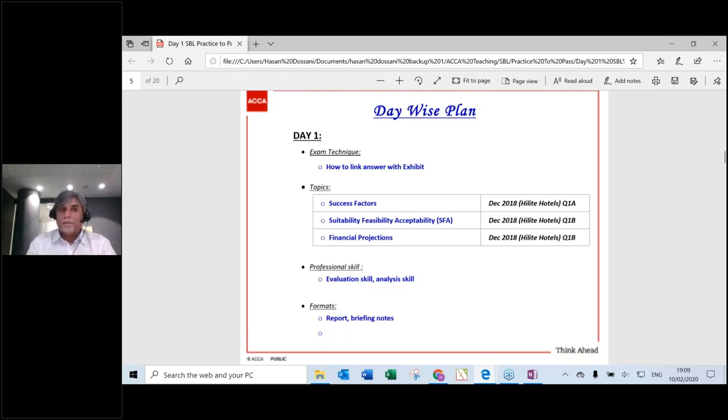These are two topics which are tested in almost every attempt. Financial projections you will see in every attempt, and SFA has been asked in every alternate attempt. So very high frequency of these topics. So I thought let's start with the two most important and frequent topics of SBL.